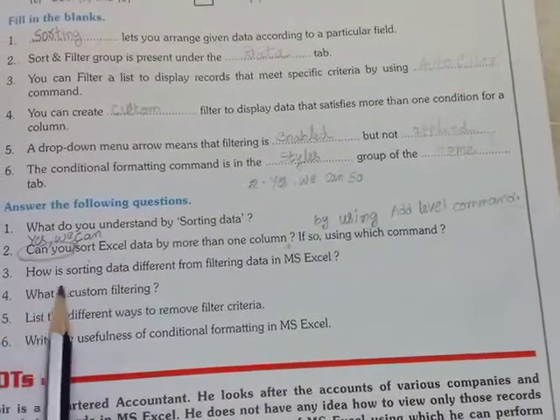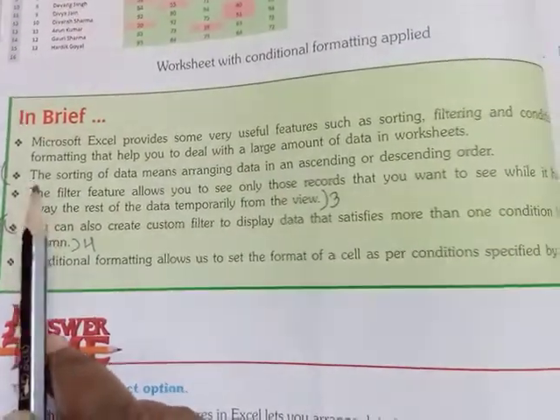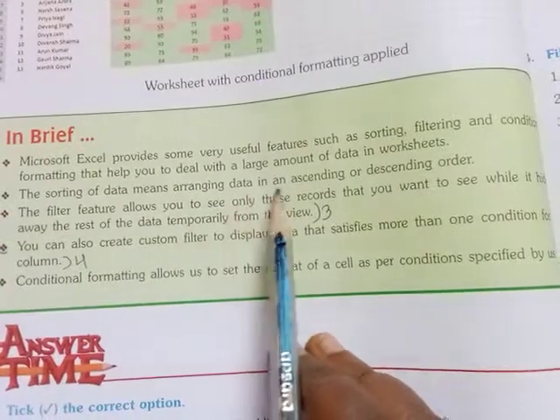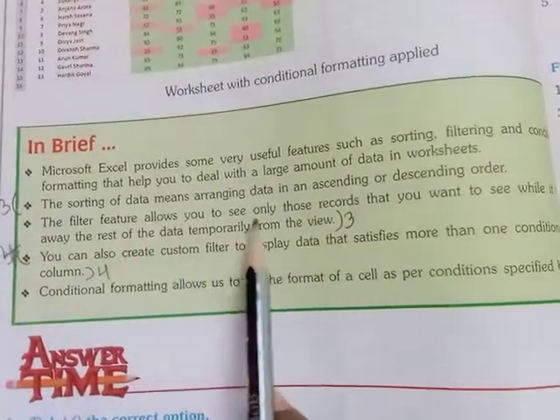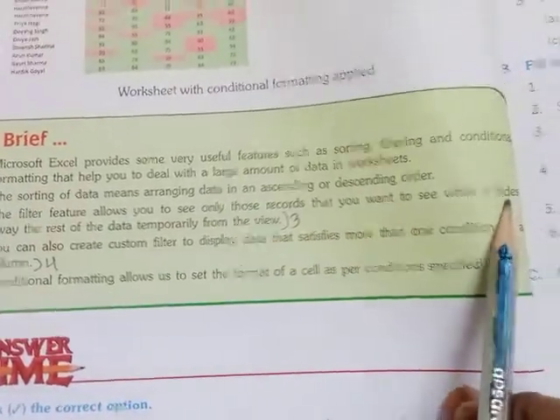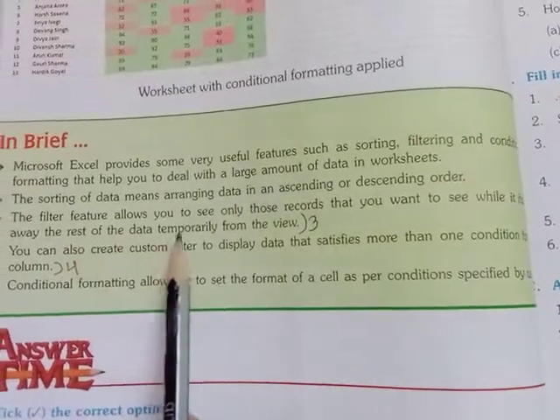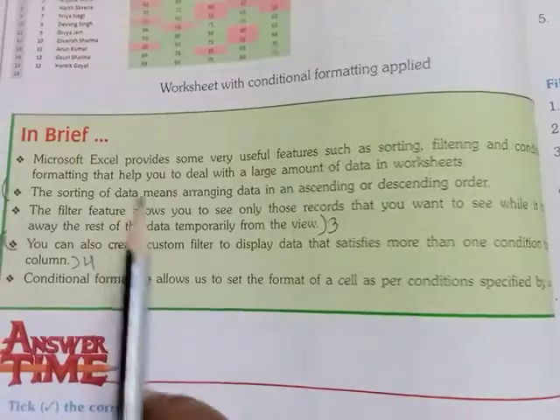Next see third question. How is sorting data different from filtering data? For this question, children, see page number 36 in brief. Second point and third point are the answers. Second point: the sorting of data means arranging data in an ascending or descending order. The filter feature allows you to see only those records that you want to see, while it hides away the rest of the data temporarily from the view. So second and third points are the third question answer.